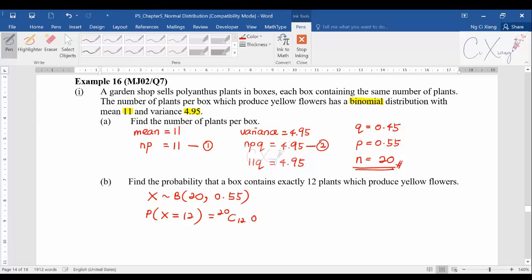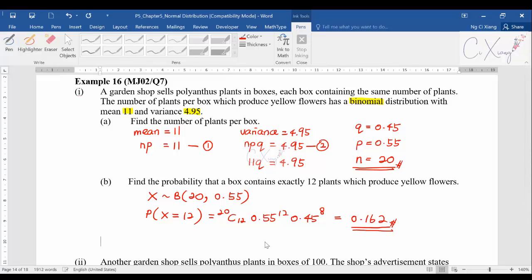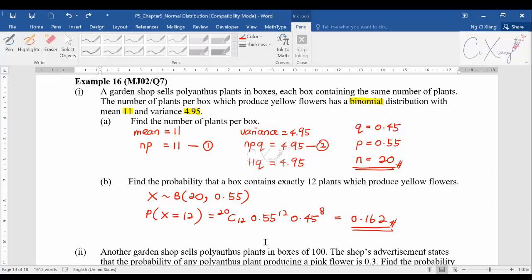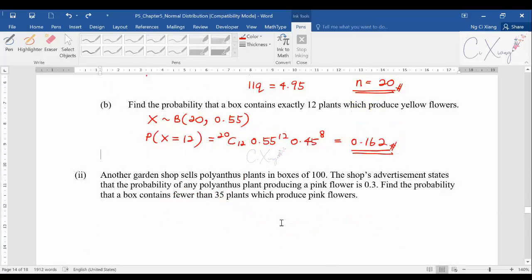So 20C12, 0.55 power 12, 0.45 power 8. Then from here, you will get the answer, which is 0.162. I will keep my answer in 3 significant figures. Alright, so this is what we have for part B. It doesn't mean that all binomials you have to change to normal. Before you change it, either you look at the keyword or you check the conditions yourself. Okay, then now we have a look at the next part.